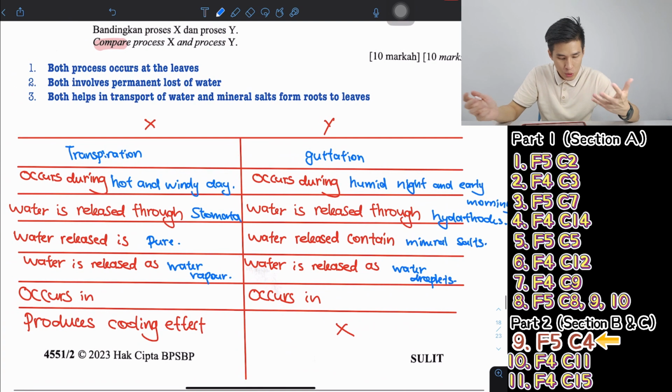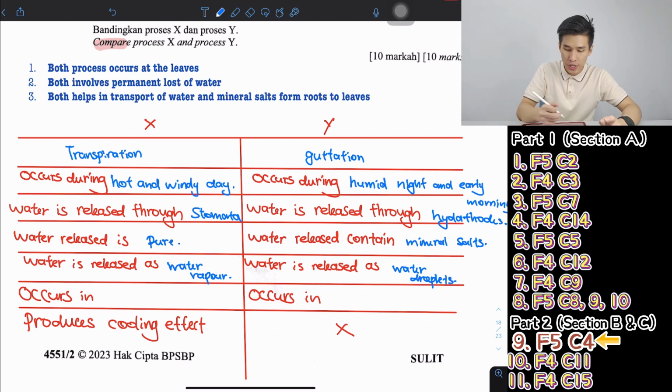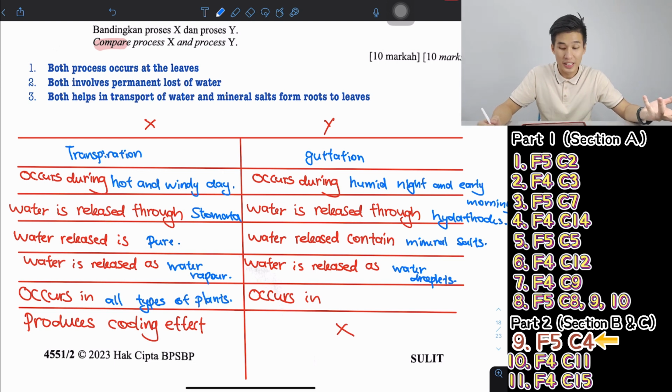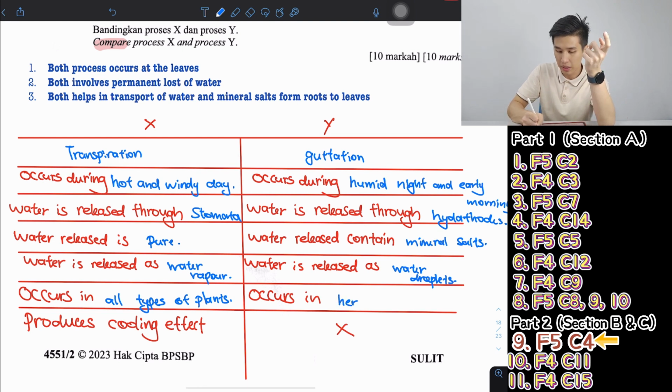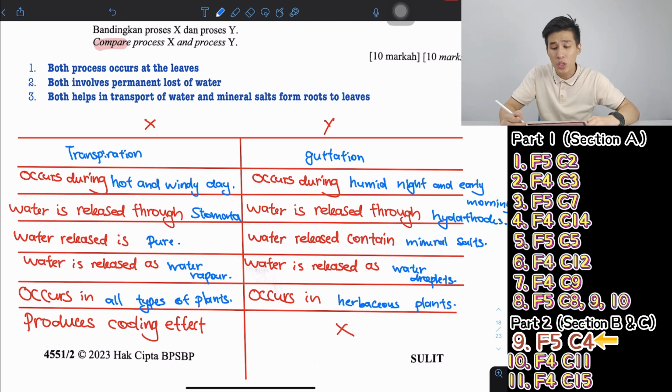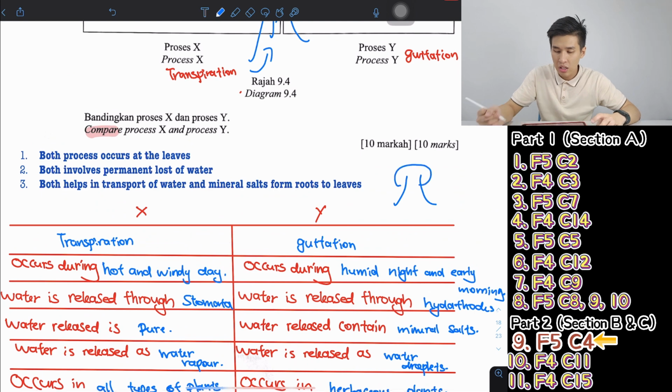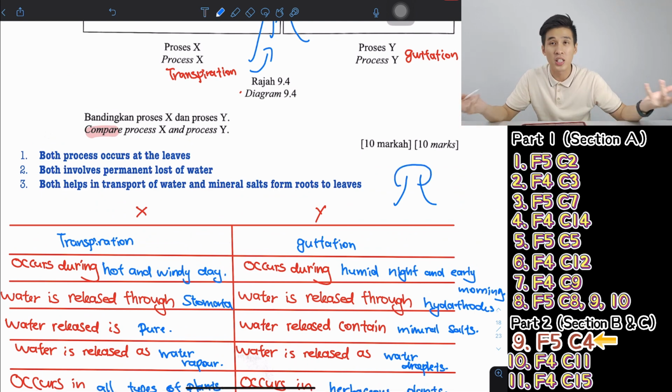Okay, and the next one, the type of plants. Transpiration, all types of plants carry it out. So if there are leaves on the plant, there will be transpiration. Almost all plants have leaves. Now the next one, guttation. We say it only occurs in non-woody plants, herbaceous plants. Now when I say this, a lot of you ask, then what about woody plants? Woody plants cannot release excess water during the night.